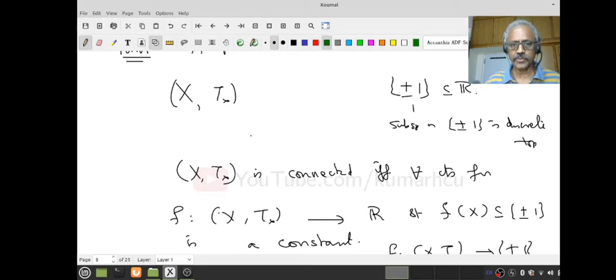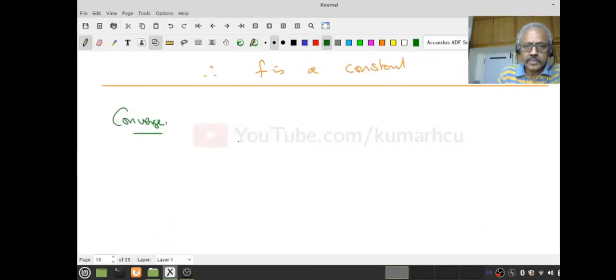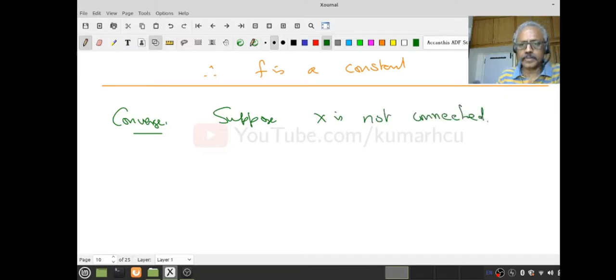Then what is it that I have to prove? X is connected. Have you understood? Okay, very good. Suppose X is not connected. Then I want to produce a function which is not a constant. That function is easy. How many of you have gone through my lecture on continuity? There I would have proved the following.